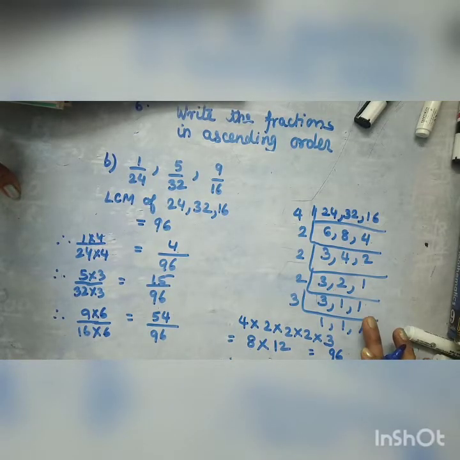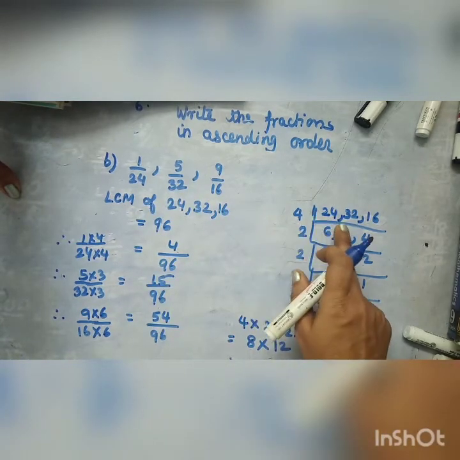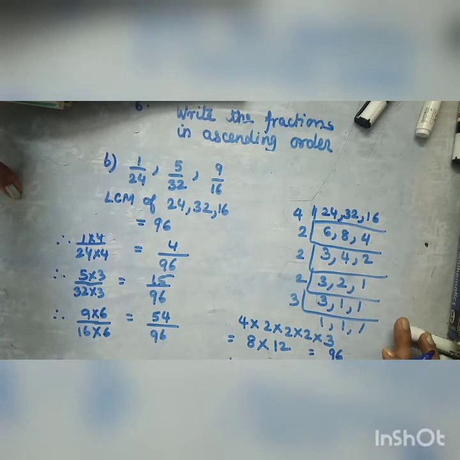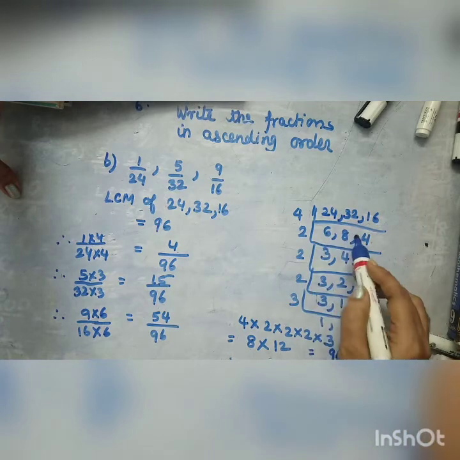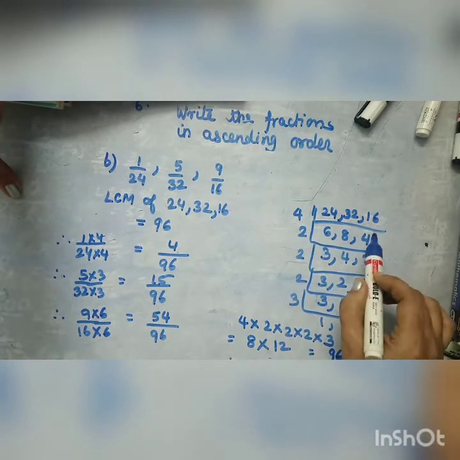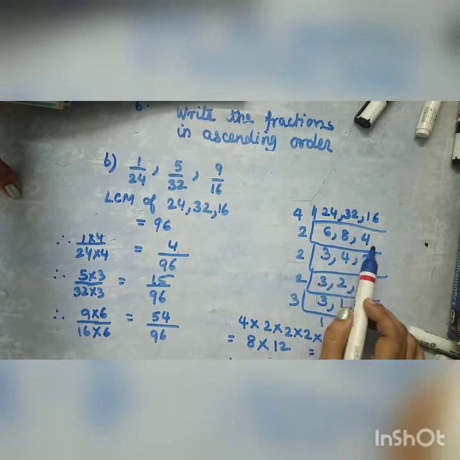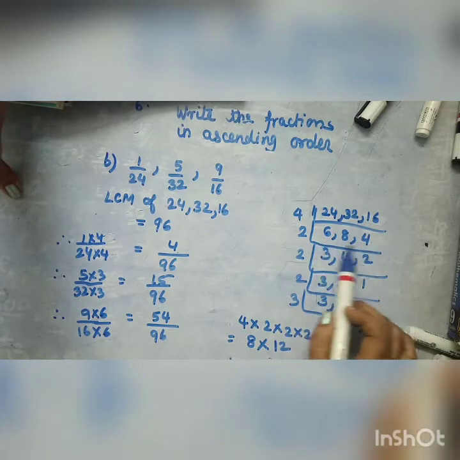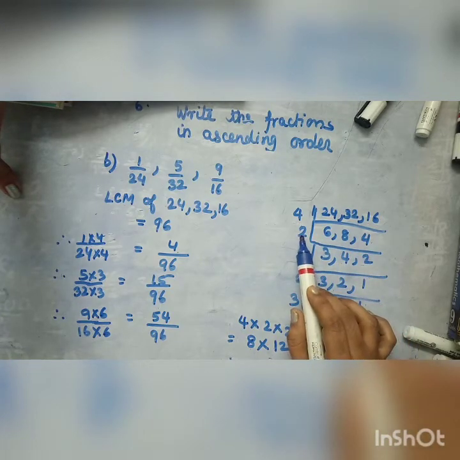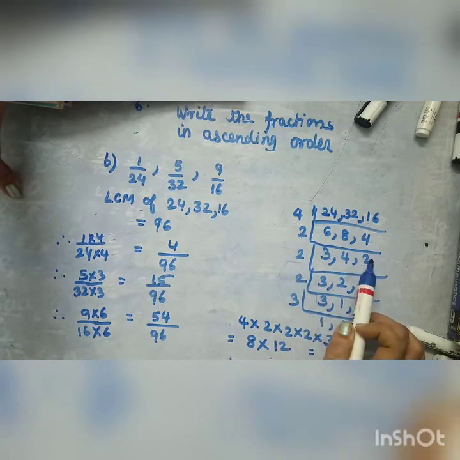Now look at the second problem. Here also I did the LCM for these three denominators. So here you can see that 4 is a common factor for all these three numbers. So 6 4s are 24, 6 8s are 30, 4 8s are 32, and 4 4s are 16. Now again you can see that 2 is a factor for all these three numbers. So I have taken 2, 2 3s are 6, 2 4s are 8, and 2 2s are 4.